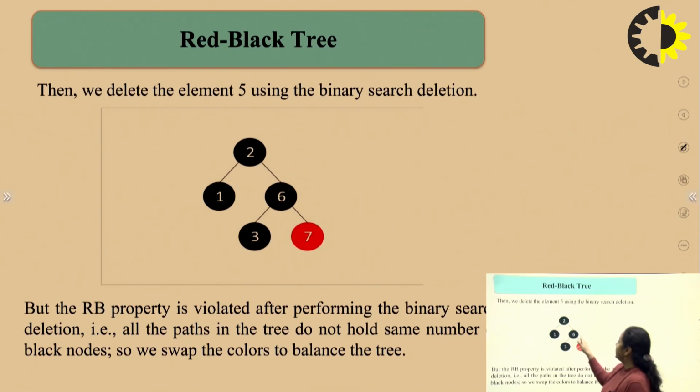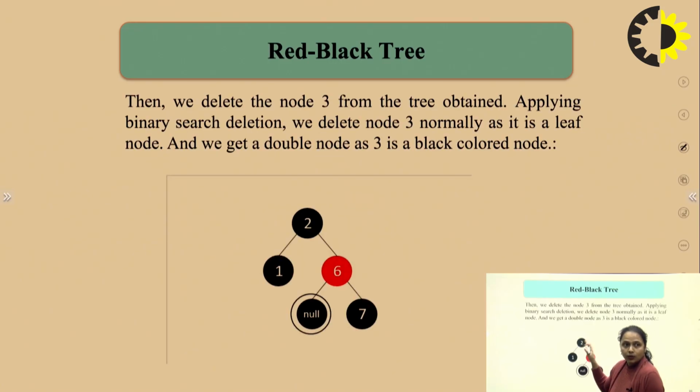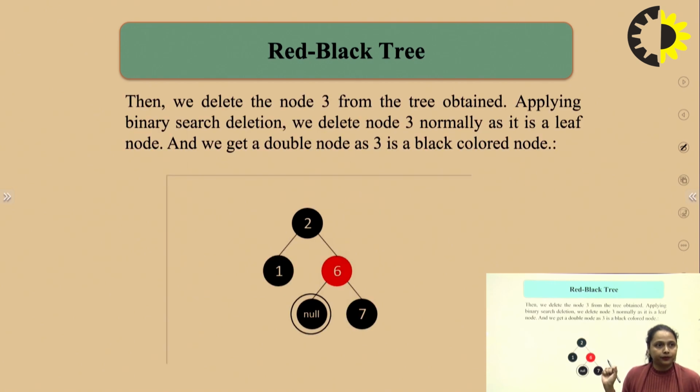Next, we have to delete 6. In this particular case, one child is black and one child is red. So again, this 6 is deleted. It is replaced by its in order successor, that is 7. Okay. But as soon as this 7 is deleted, it will create a double black node because it is black in color. As soon as we delete this 7, it will violate the black depth property of the red black tree. So this particular situation will occur. This is your double black node.